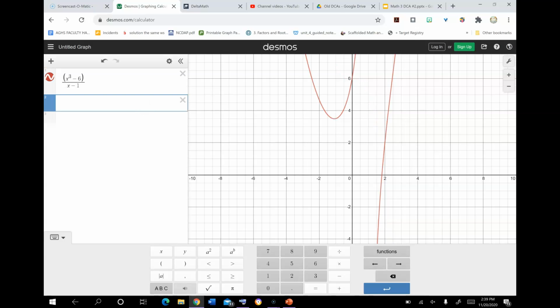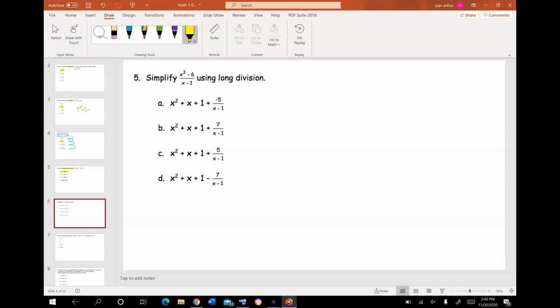Okay, so I want to figure out who it simplifies to. So we type in answer choice A. X squared plus x plus 1 plus negative 5 divided by x minus 1. All right, I got two graphs. Well, because I typed it in wrong. All right, look, one graph. Guess what? That's my answer, guys.